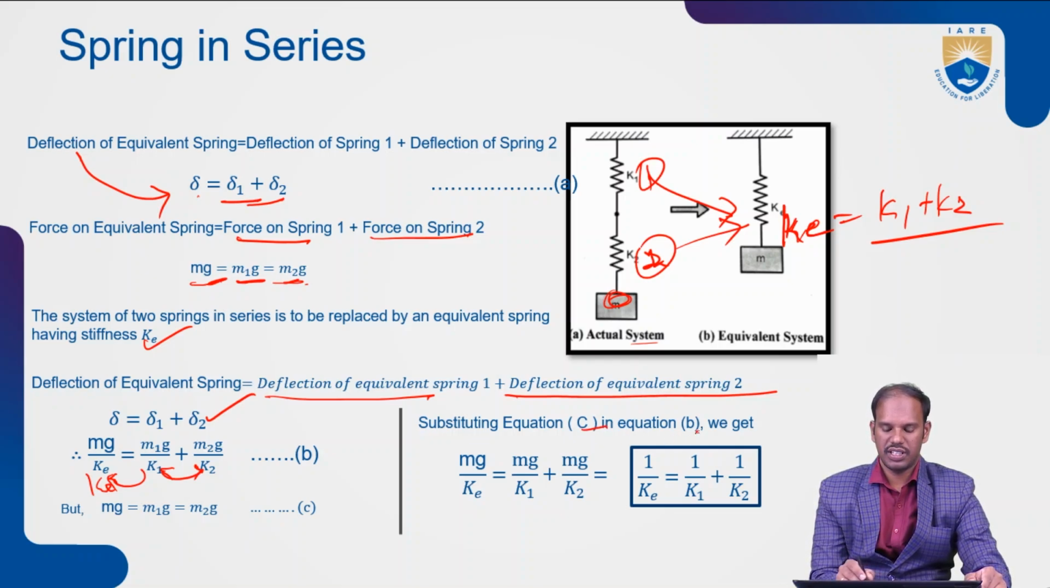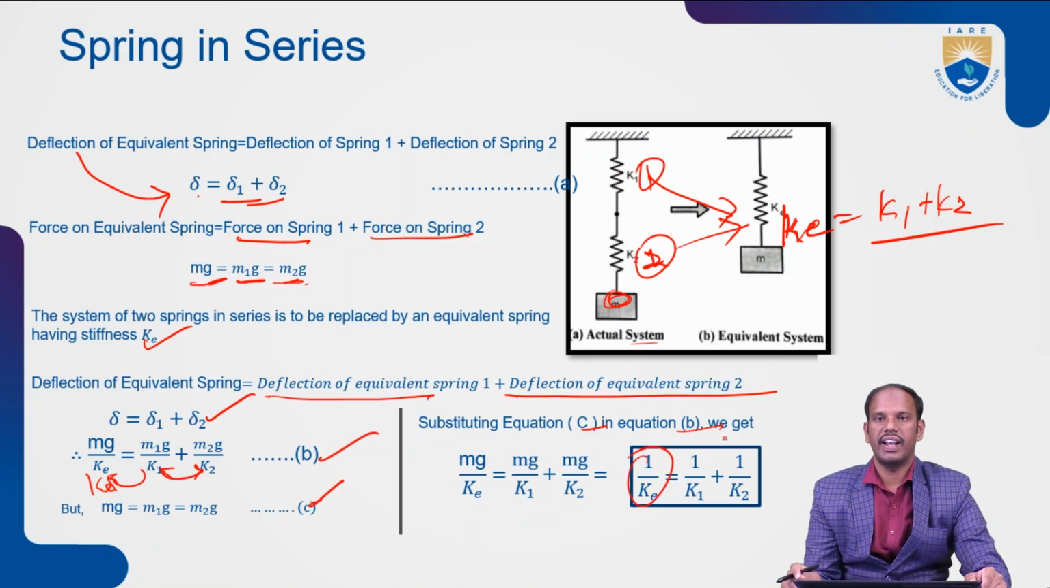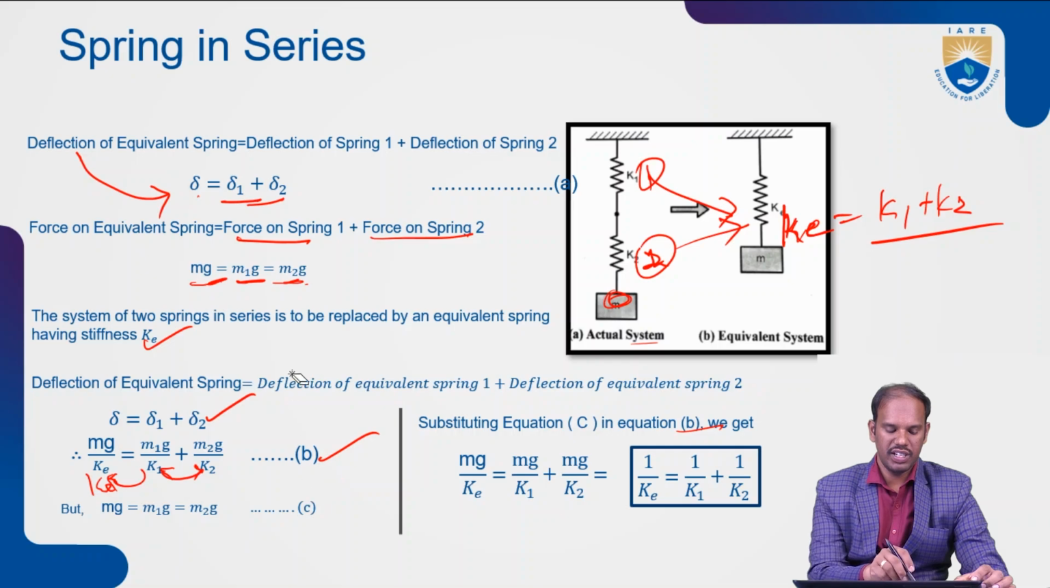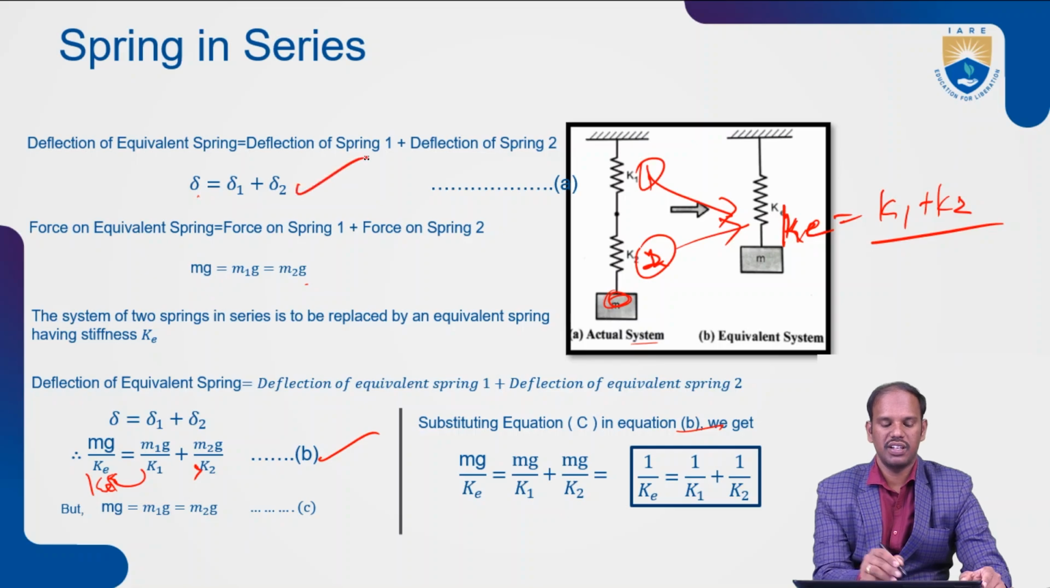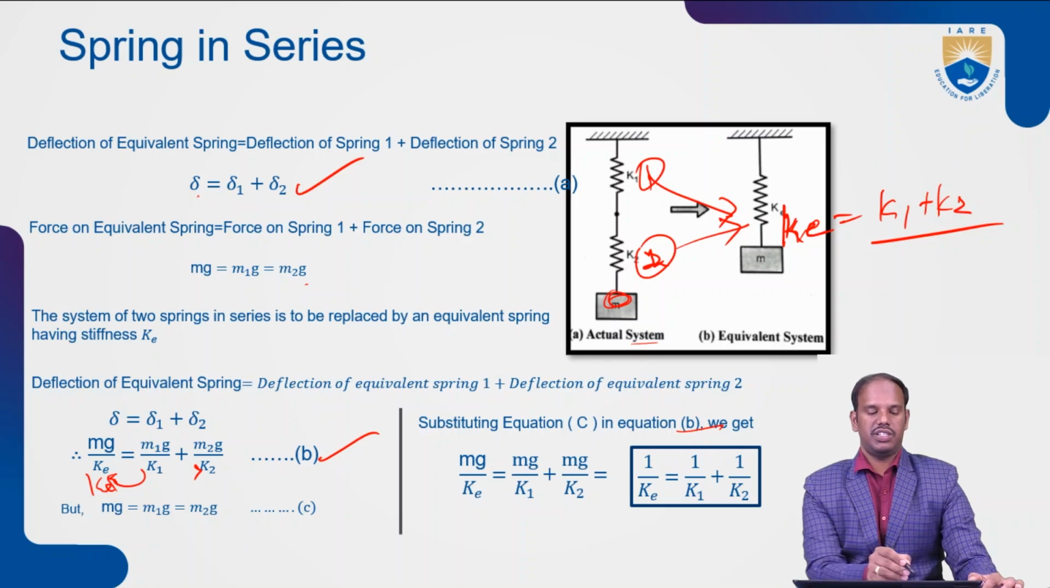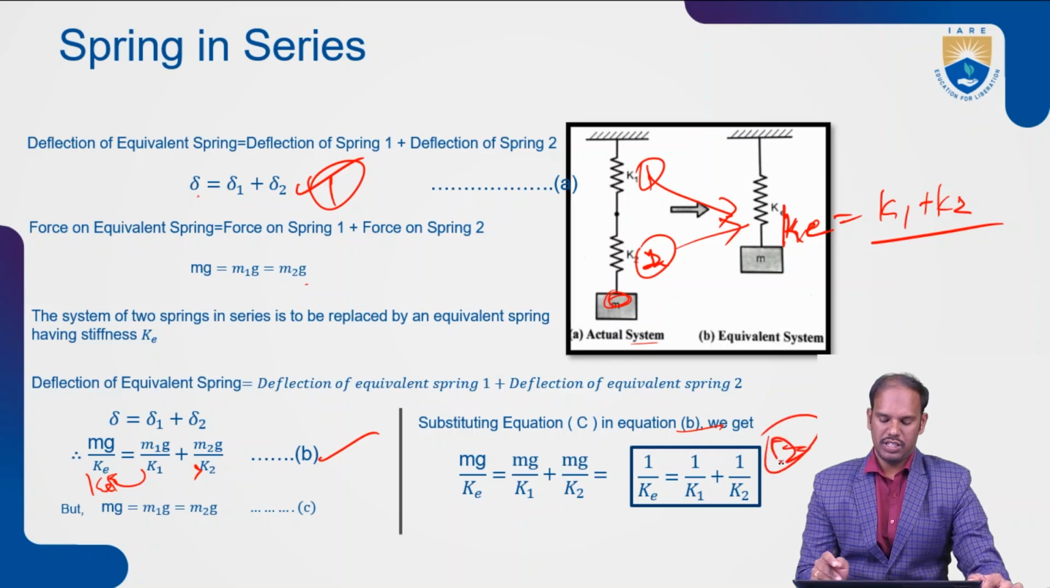Substituting this C into this B, we can write it in terms of K equivalent, which is 1 by Ke equals 1 by K1 plus 1 by K2. We have already seen this spring constant equation. Once it is in series, we can write it in terms of deflections, adding both of the two. While substituting, we can write it as 1 by K1 plus 1 by K2. Both of these things we need to remember.